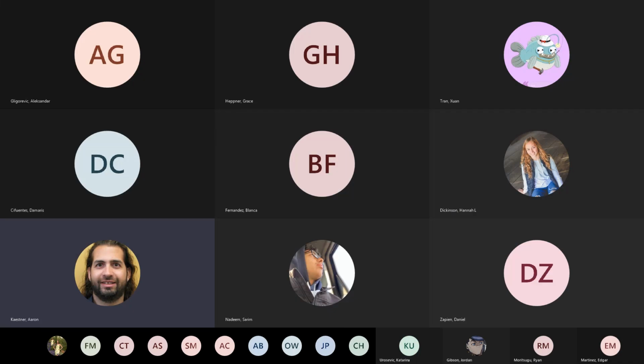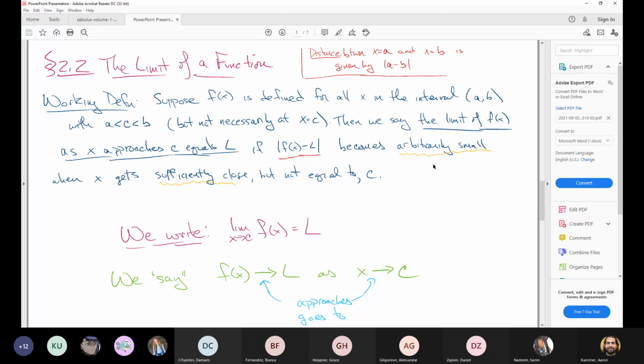Except when we want to be precise, we had those two caveats going. Well, what exactly does arbitrarily small mean, and what does sufficiently close mean? And so let's suppose that we have a function that's defined on the interval from a to b, not necessarily at c, where c is some point between a and b.